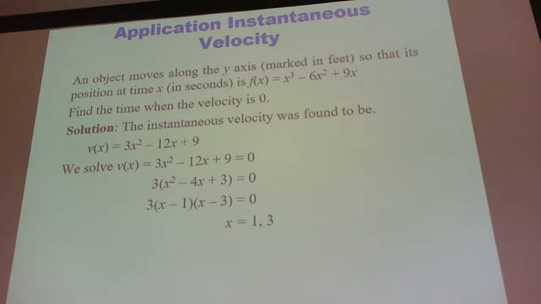So again, if you're struggling because of algebra, you're not struggling because of calculus right now. If you're having issues with factoring, that's Appendix A, Chapter 1. That's why we spend so much time on it.